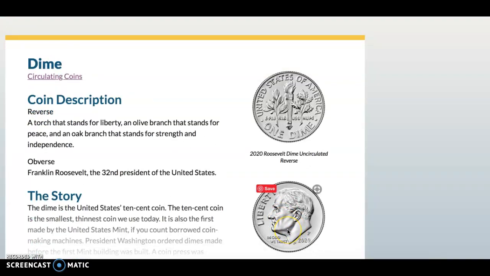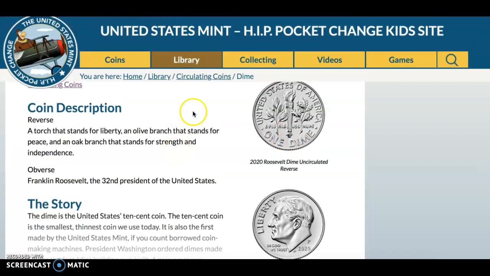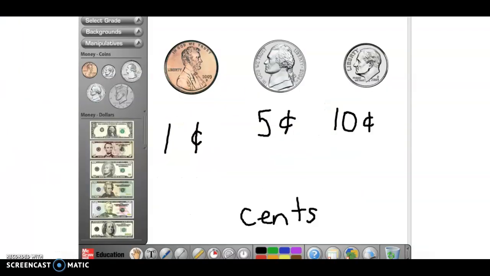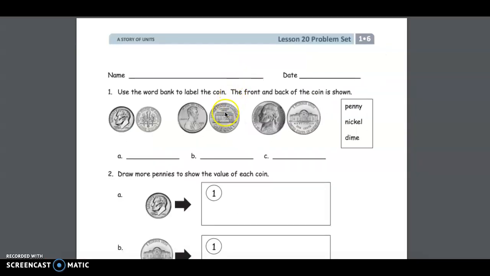This has Franklin Delano Roosevelt on the front. It says "In God We Trust," "Liberty," 2020. On the back it has a torch, an olive branch, and an oak branch, and it says 1 dime. This one does not say 10 cents; it says 1 dime on the back. Very important: this is the smallest of the three coins that we are going to look at, along with the penny, as far as physical size. Again, I'll post this website. I also have this Glencoe math website posted so you can get a look at your problem set.